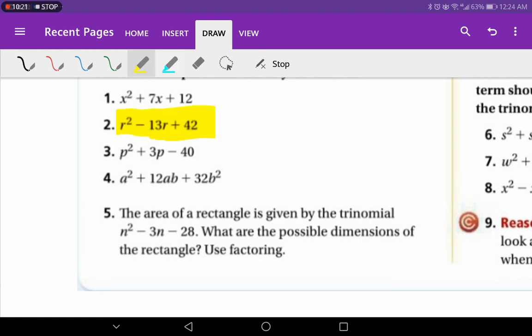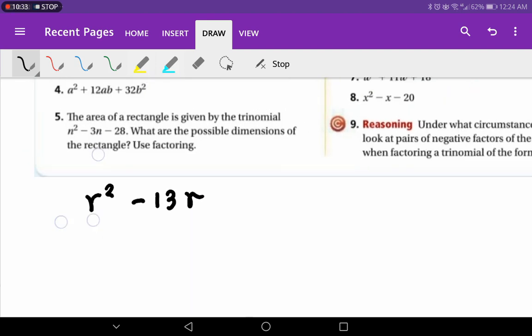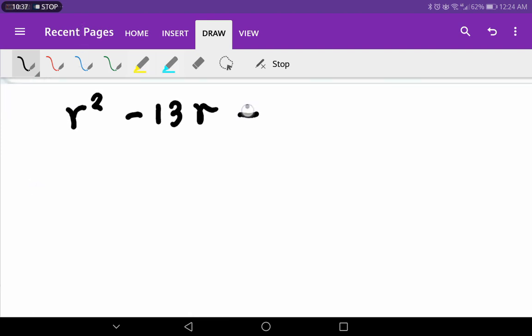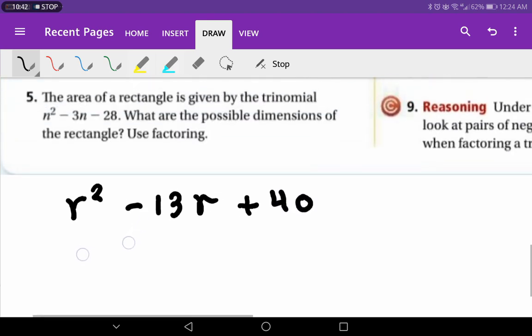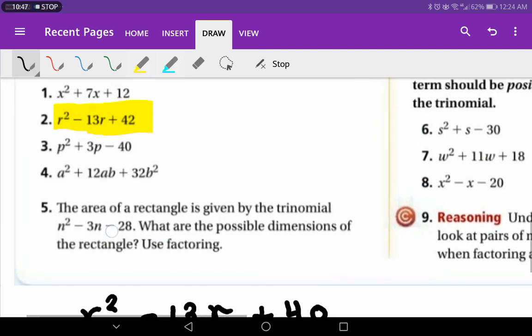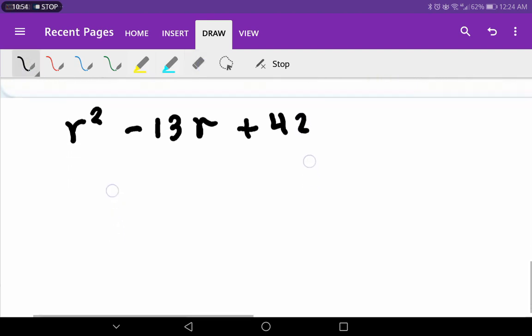Now this one: r squared negative 13r, positive or negative 40... Is that correct? Please help me. Yeah, positive 42. Okay, let us apply our rule.